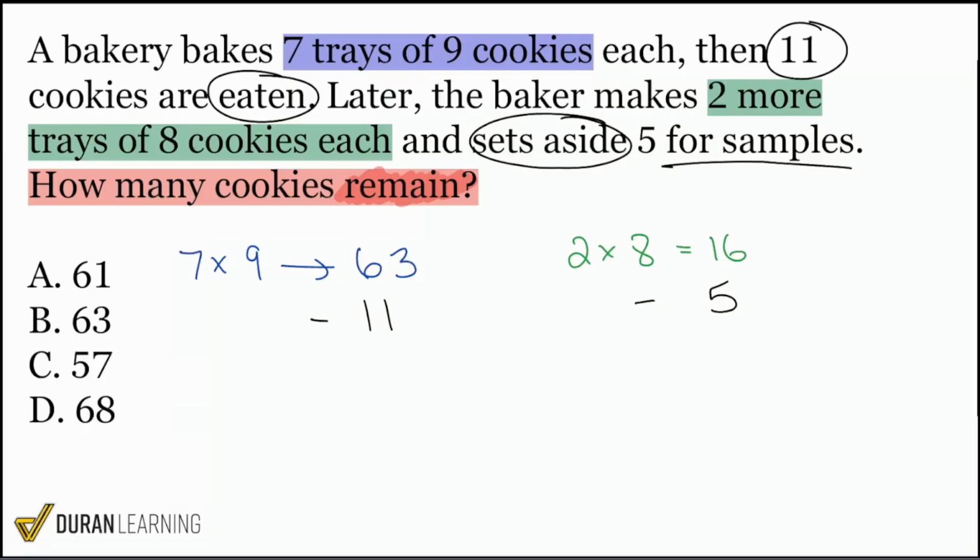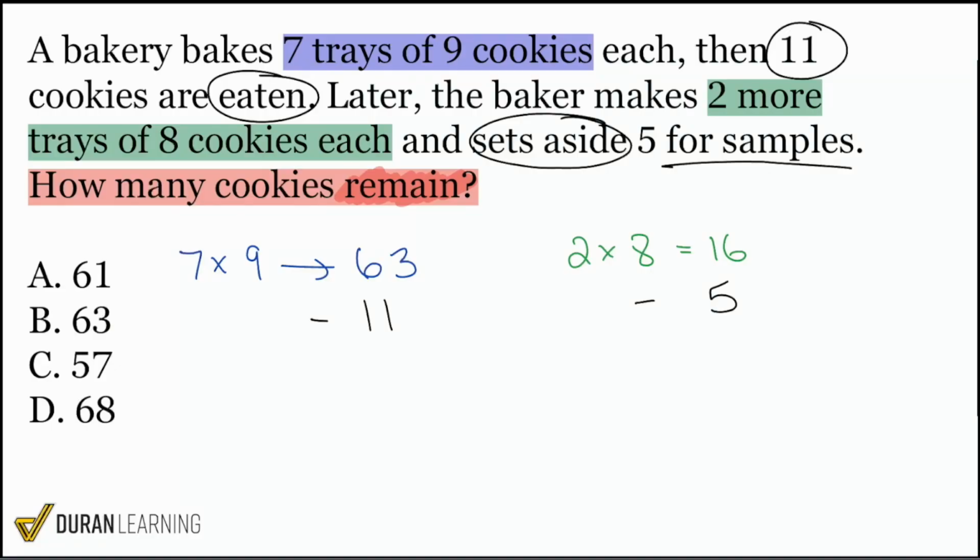So to find the grand total here, we have to figure out how many cookies we actually have from that first batch, how many cookies from that second batch, and then we'll add them together. That's one way of doing it. Another way that a lot of people like to do is perform the additions first, 63 and 16, which is 79, and then this will be 16. So then you have 79 minus 16, and that'll give us 63.